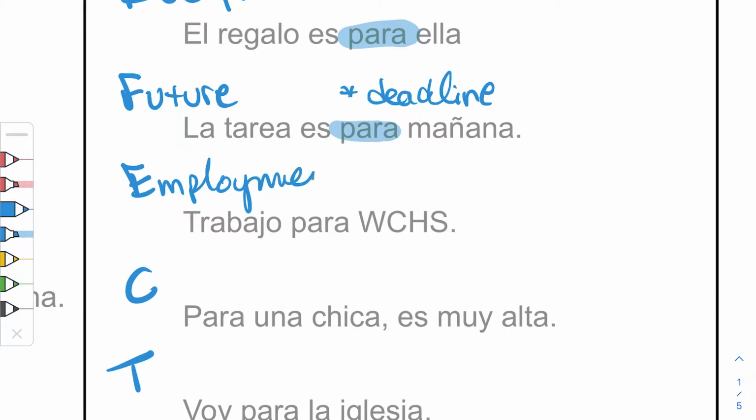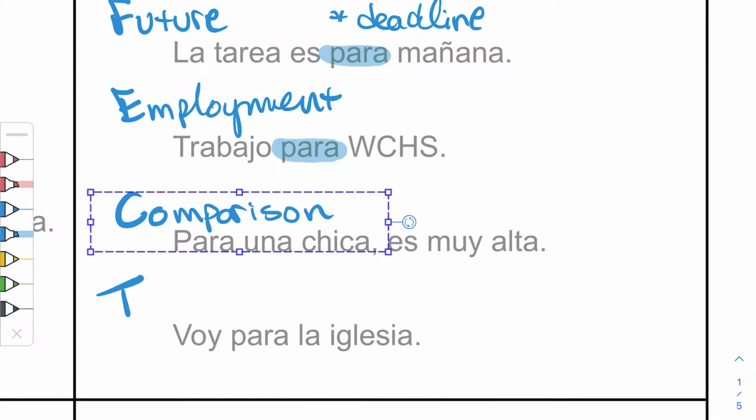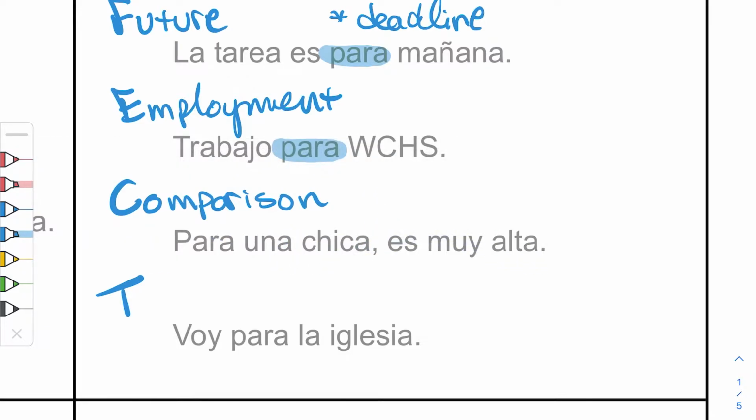So if you want to say you work for a company, you're going to use para. Trabajo para Whittier Christian High School, for example. You can also use para to make a comparison. For example, if someone is super tall, for a girl, you're really tall. Para una chica es muy alta.